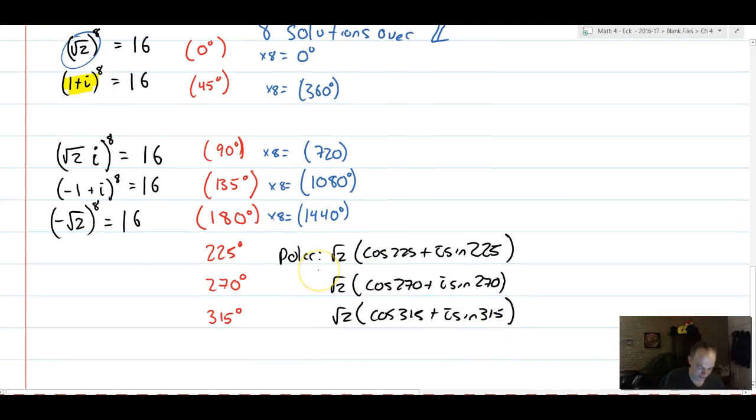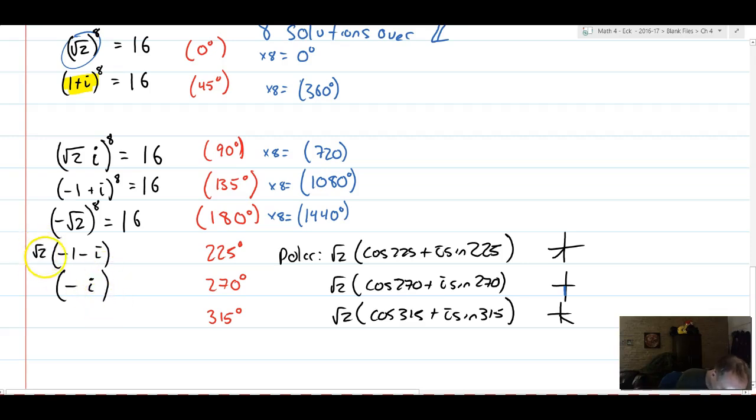Then, knowing those angles and knowing the radius, I can think about where that would be. This one would be here. This one would be down there. This one's going to be over there. So I think these are going to be negative 1 minus i, negative i, square root of 2. I'm forgetting my root 2. There we go. Oh, this one's already got a radius of root 2. This is going to be negative i root 2. And this last one is going to be 1 minus i.